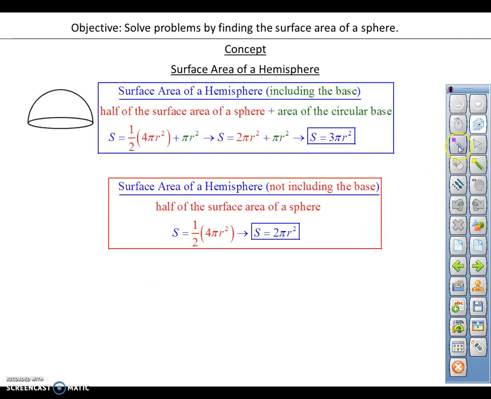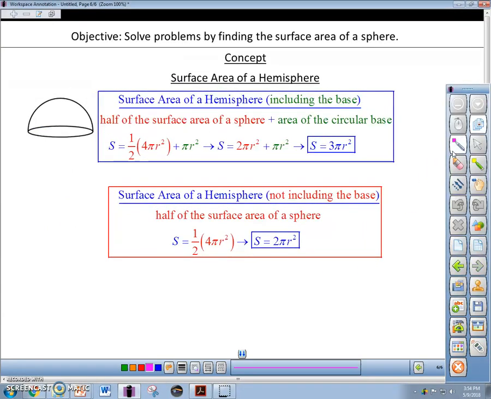All right, so now we also can, in certain problems, look at finding the surface area of a hemisphere. And sometimes we want to include the base, which is the circle on the bottom. That's our base. And sometimes we don't. We just want the half of the sphere. So if it's just half of the sphere, we see here we're looking at 2 pi r squared, which is half of 4 pi r squared. If we want to include the base, which is a circle, then we're taking our half of the sphere, 2 pi r squared, and adding the area of the circle, pi r squared, and 2 plus 1 pi r squared gives us 3 pi r squared when we do include the base.